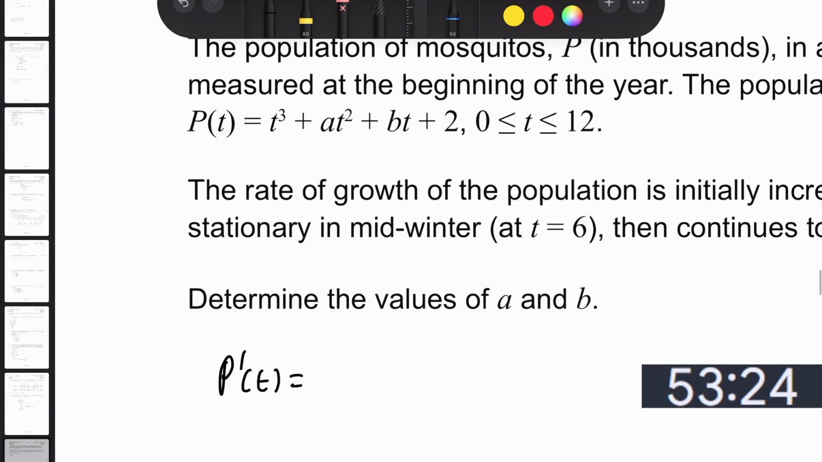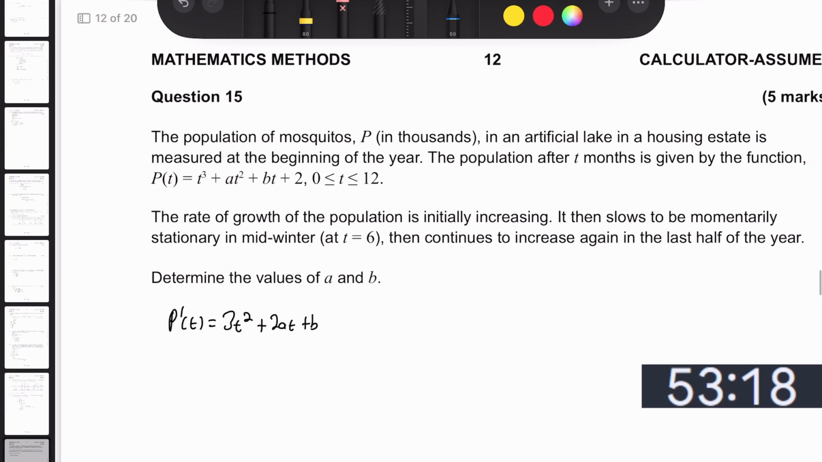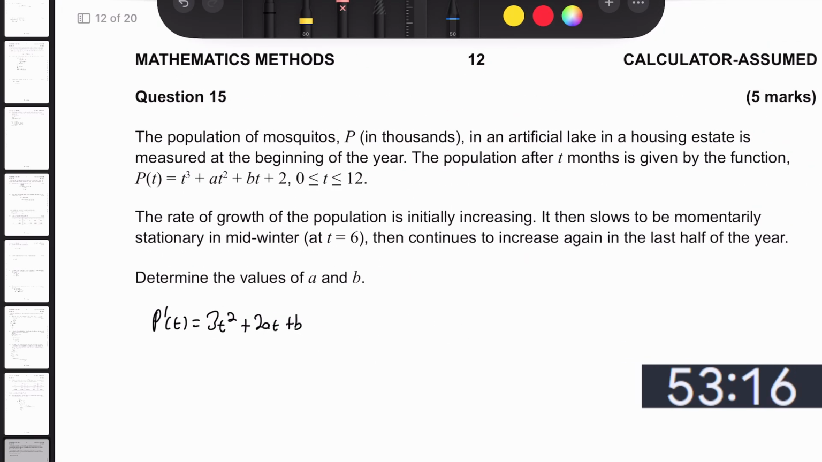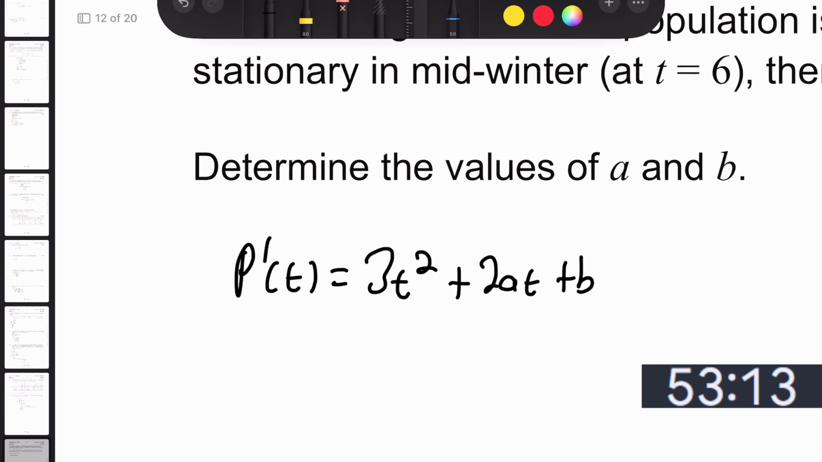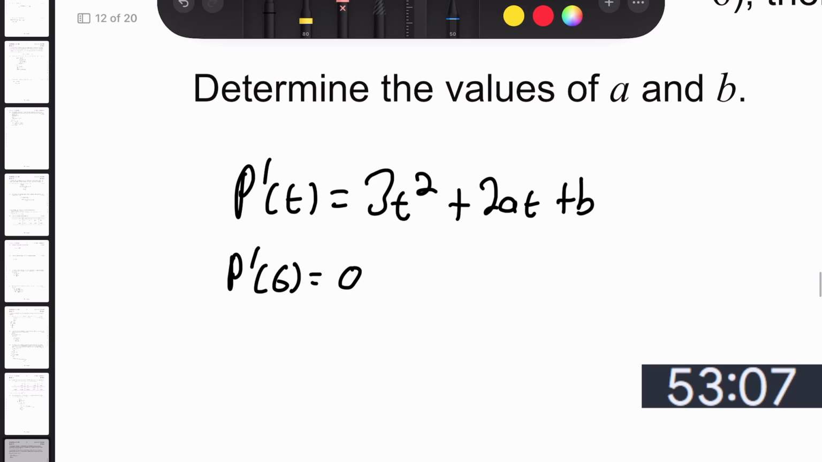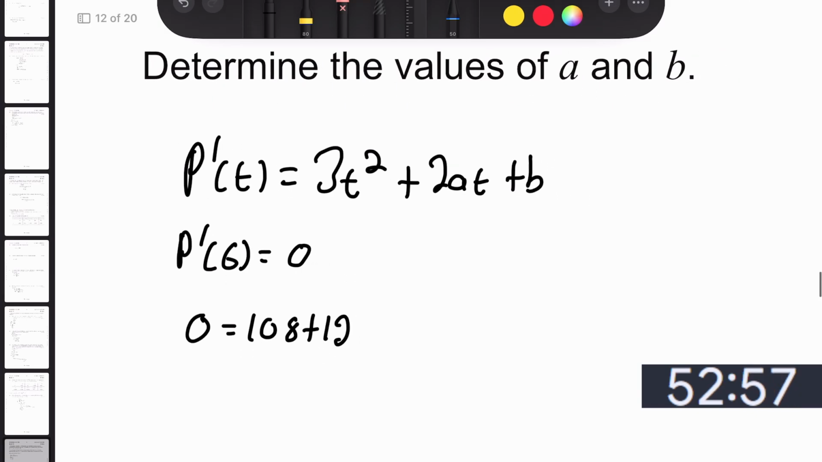P dash of t is equal to 3t squared plus 2at plus b. Then p dash of 6 is equal to 0. So in here we have 0. T squared is going to be 36. 36 times 3 is 108. 108 plus 12a plus b.